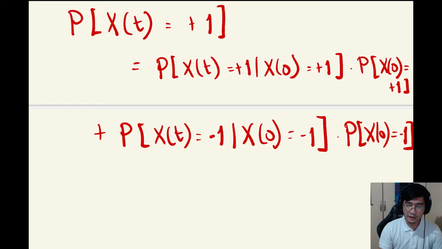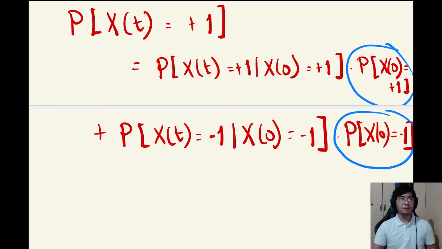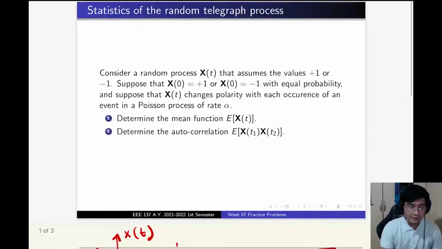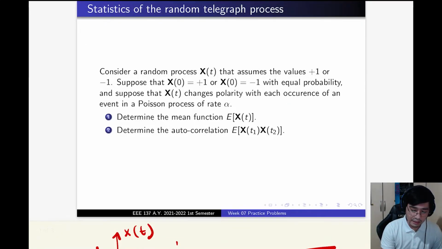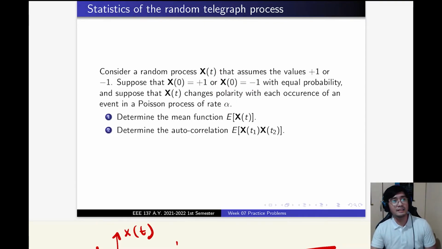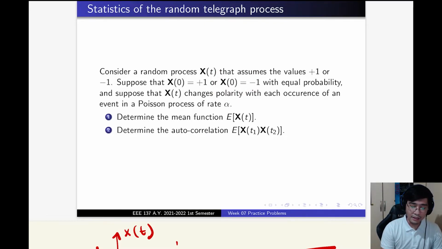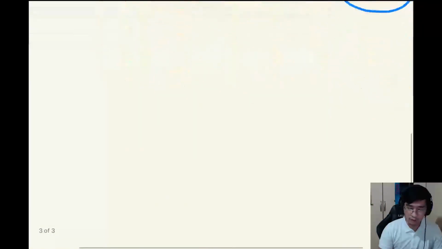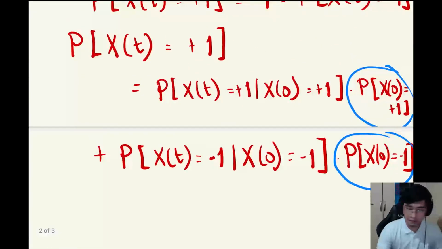So take note here that these quantities, we already know the computation for those probabilities because it was stated here that the initial condition has equal probabilities, right? So if they are equal, they are only two outcomes. Therefore, the probabilities are equal to 1/2. They are both equal to 1/2. Okay? So we only need to solve these two quantities.